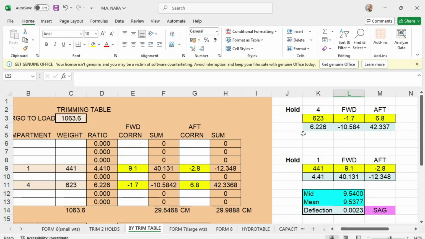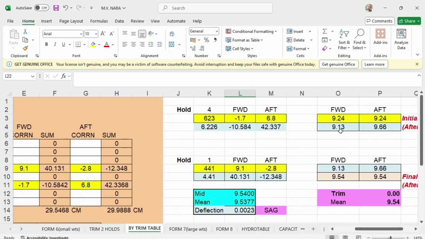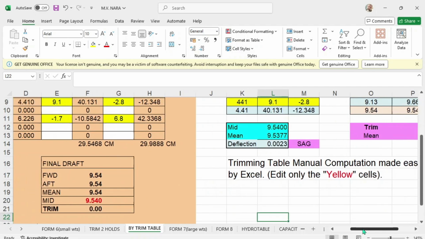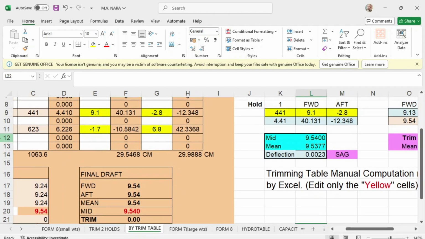Once you finish loading in hold number 4, this will be your draft after you finish loading 623. Forward will be 9.13 and up will be 9.66. Okay? Because you have a trim here because you start loading at number 4. Once you finish loading number 4, you will load in hold number 1. In number 1, you will load 441, which is this one.